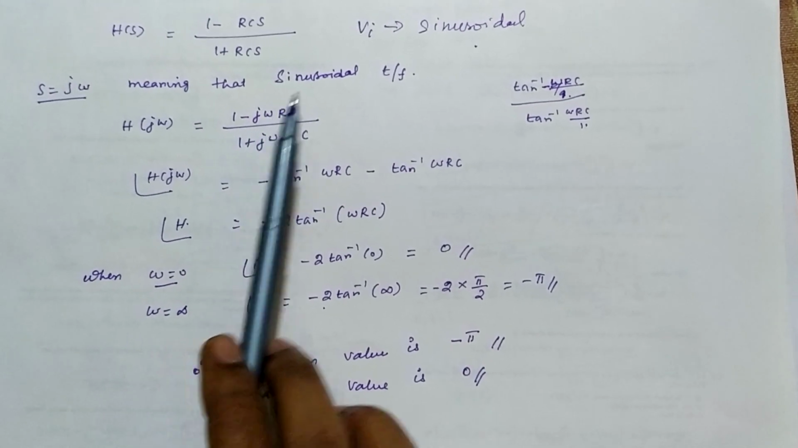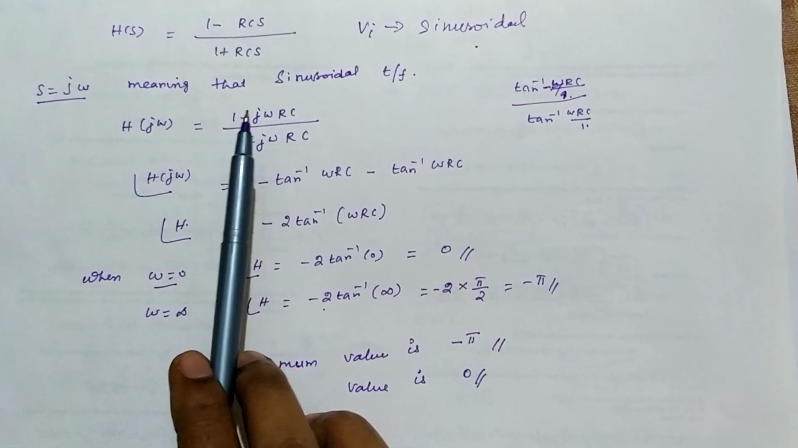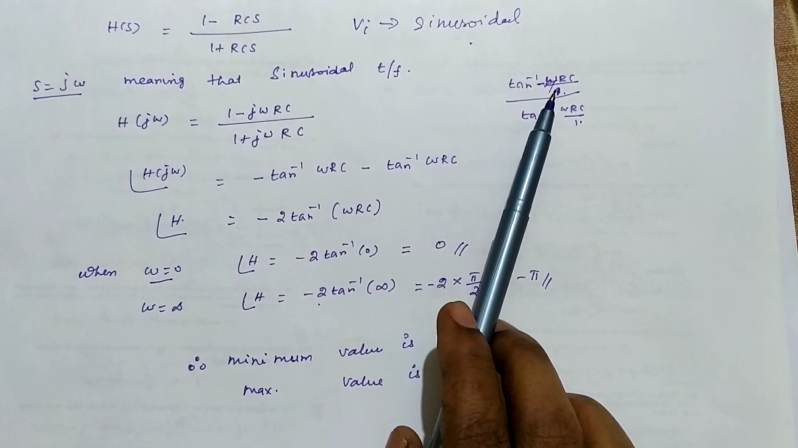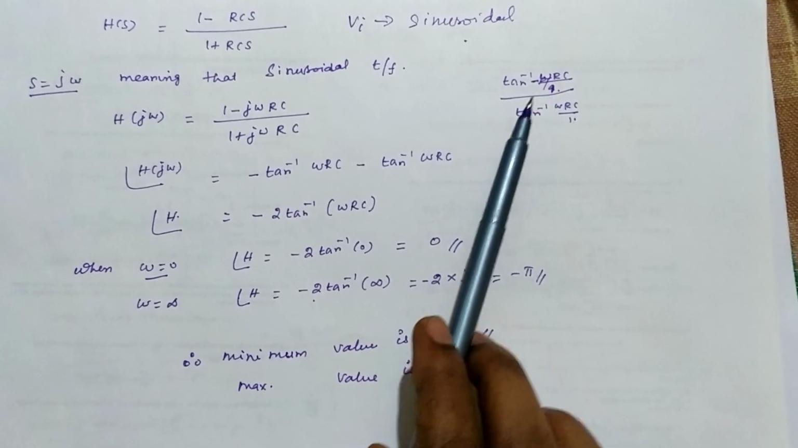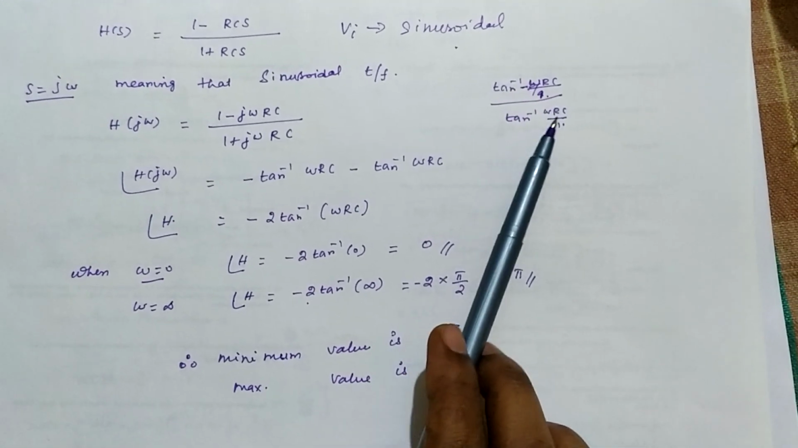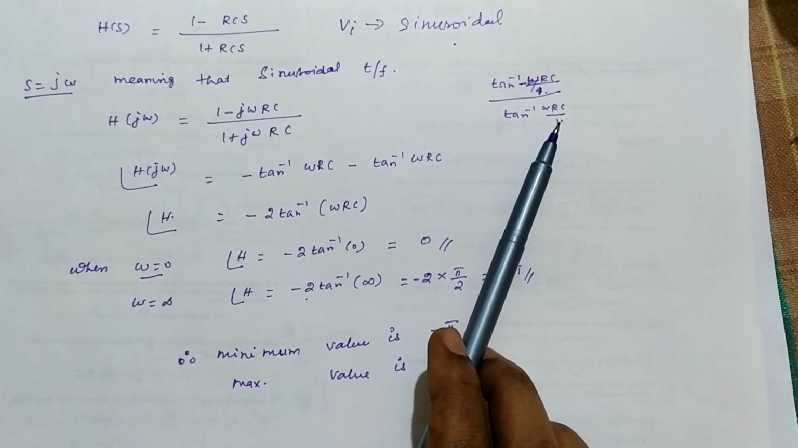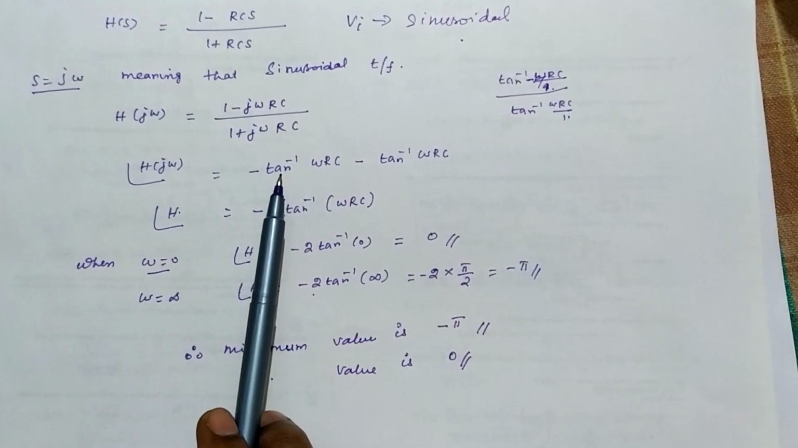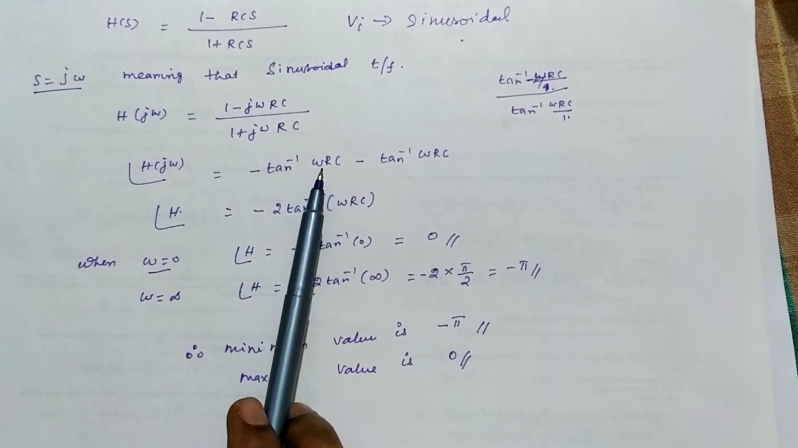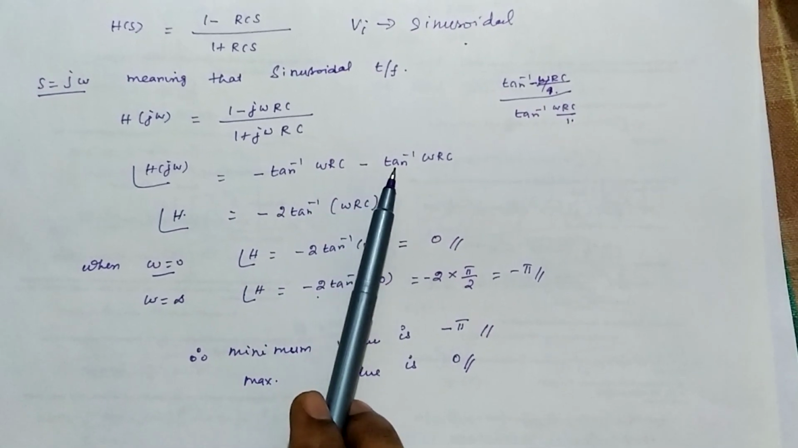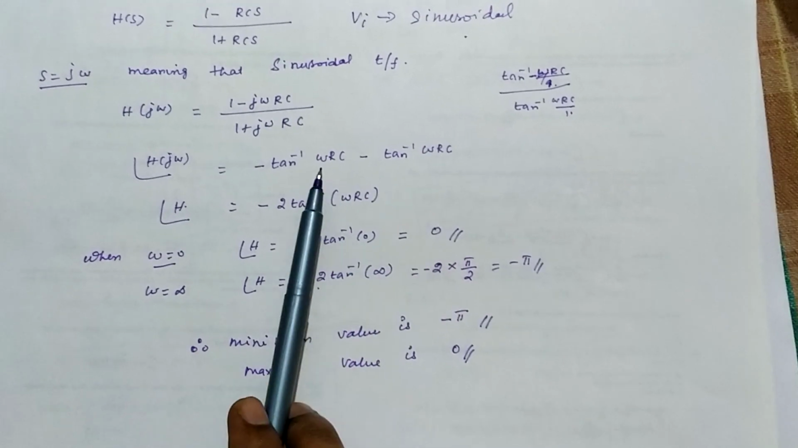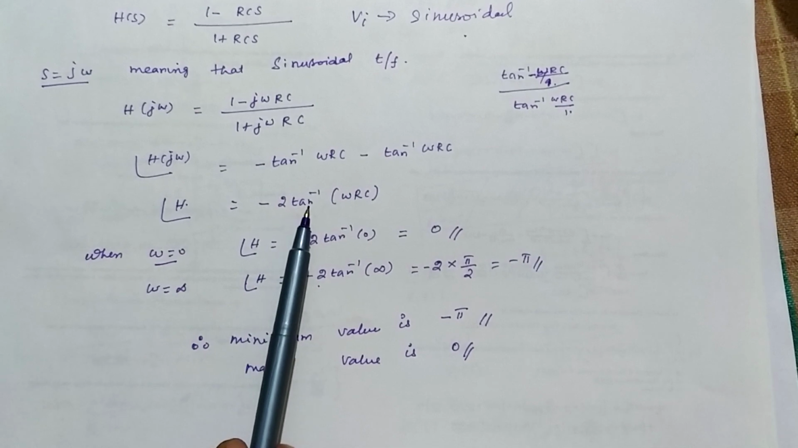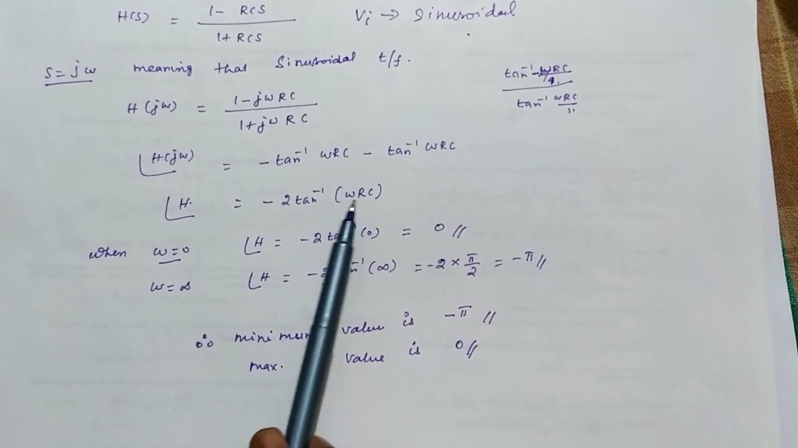In the numerator we have a complex number. That angle is tan inverse of imaginary part by real part, that is minus omega RC over 1. The denominator angle is tan inverse of omega RC. When the denominator goes up, that is minus tan inverse of omega RC minus tan inverse of omega RC. So we have two terms, which we can write as minus 2 tan inverse of omega RC.